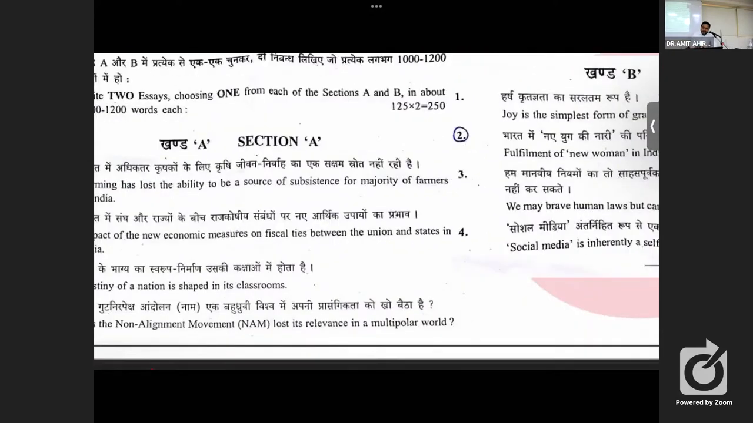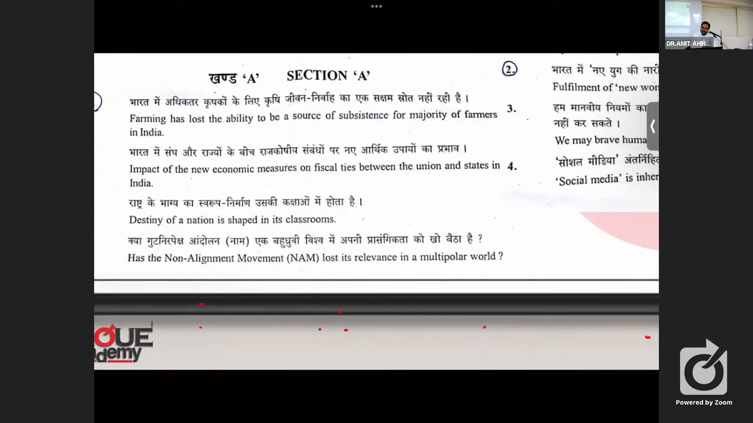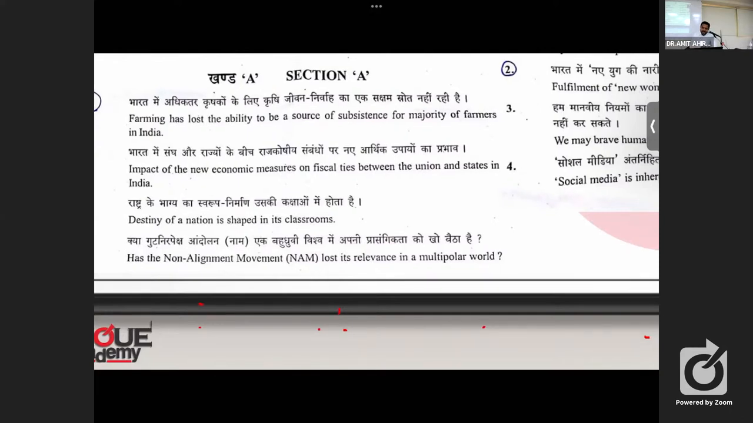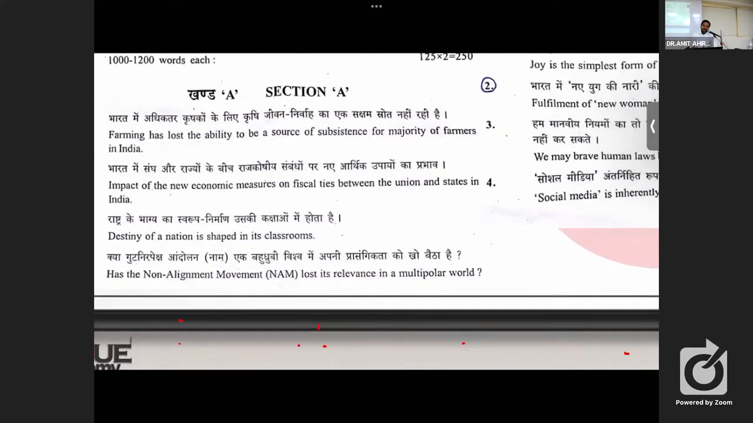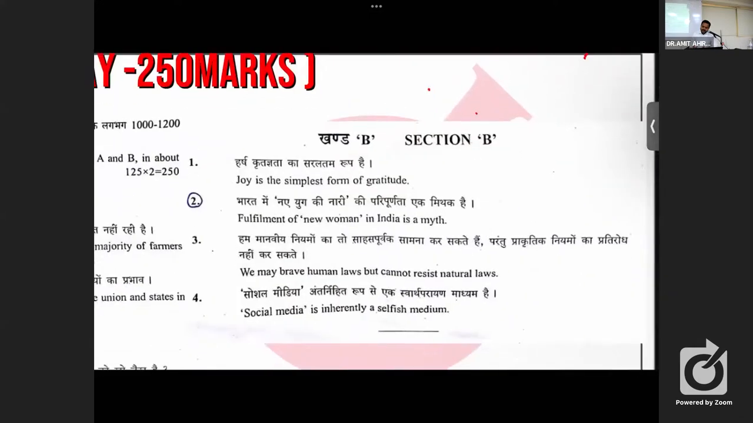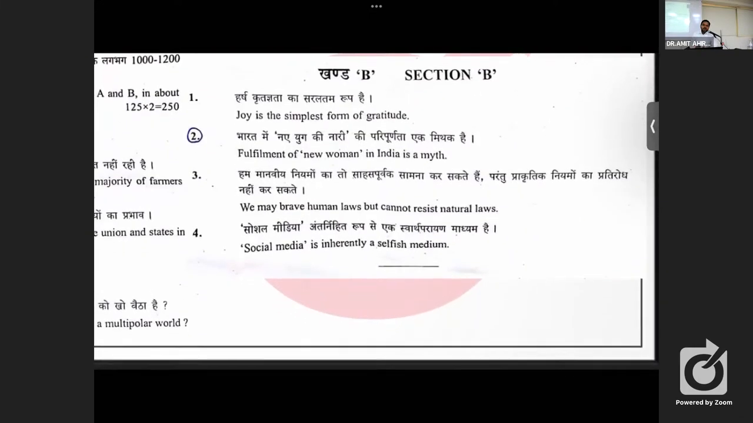So these were the essay topics. क्या लिखा है? Farming has lost the ability to be source of subsistence for majority of farmers in India. Second क्या था? Impact of new economic measures on fiscal ties between union and state. Quality वाला essay: Destiny of nation is shaped in its classroom. Philosophical essay: Has the non-alignment lost its relevance in multipolar world? Higher related essay: Joy is the simplest form of gratitude.